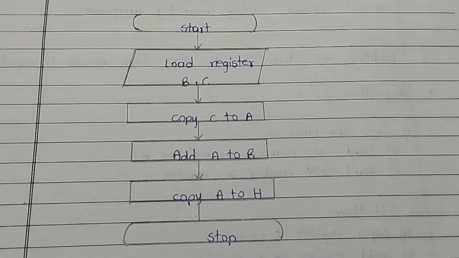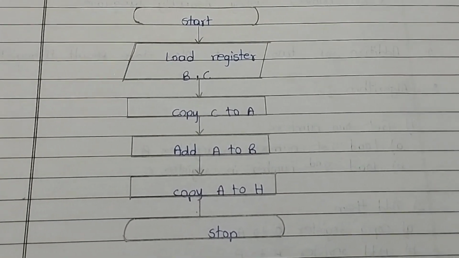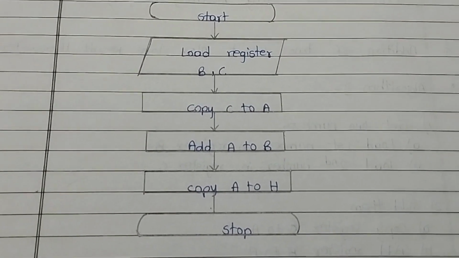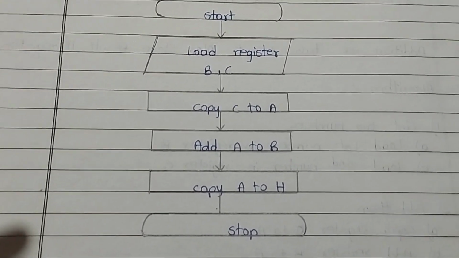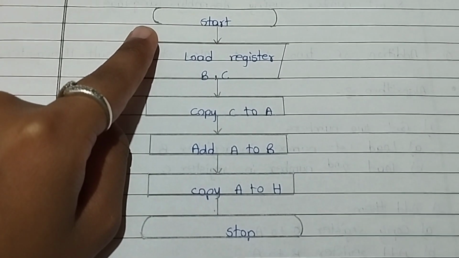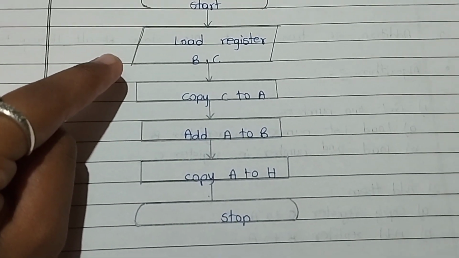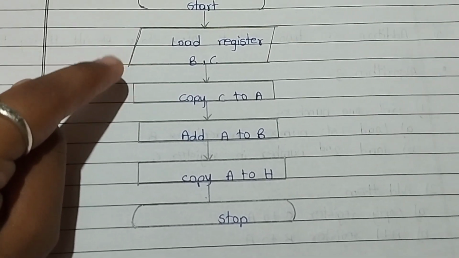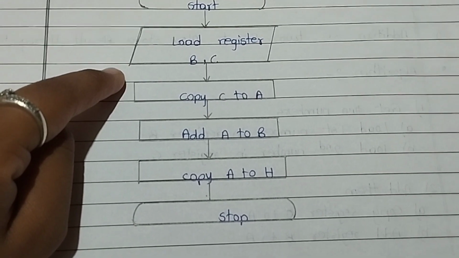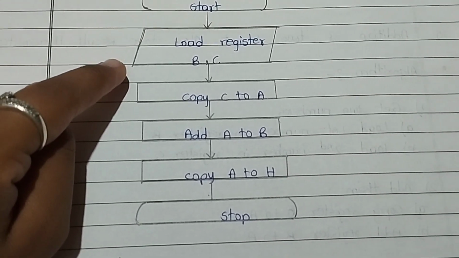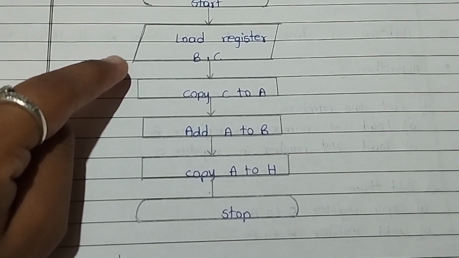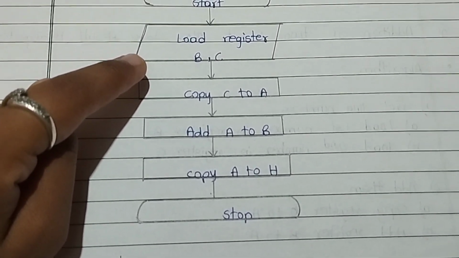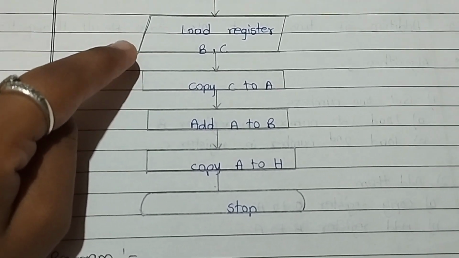Now we start to draw the flowchart. So first step, we know that for the start and end of the flowchart we draw a circular rectangle. So for starting the process we use a circular rectangle. Then second step, we want to load B and C. This is our input, and we know for input and output we draw a parallelogram. So this is our input. We take 8-bit data into registers B and C. For that purpose we draw a parallelogram.